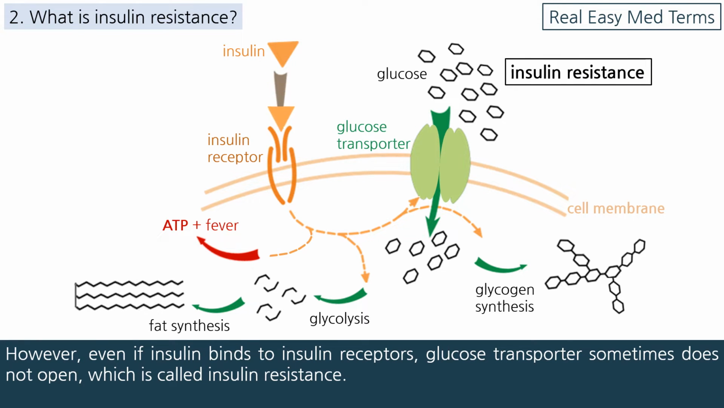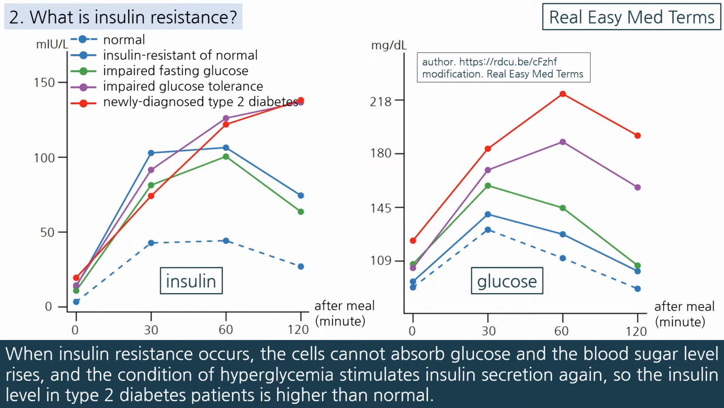However, even if insulin binds to insulin receptors, the glucose transporter sometimes does not open, which is called insulin resistance. When insulin resistance occurs, the cells cannot absorb glucose and the blood sugar level rises, and the condition of hyperglycemia stimulates insulin secretion again, so the insulin level in type 2 diabetes patients is higher than normal.